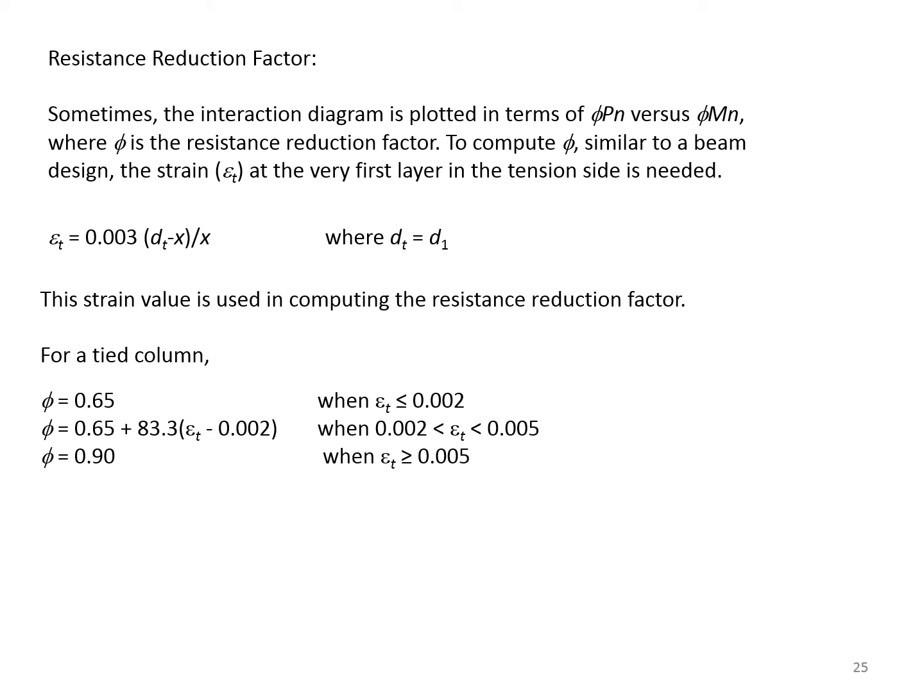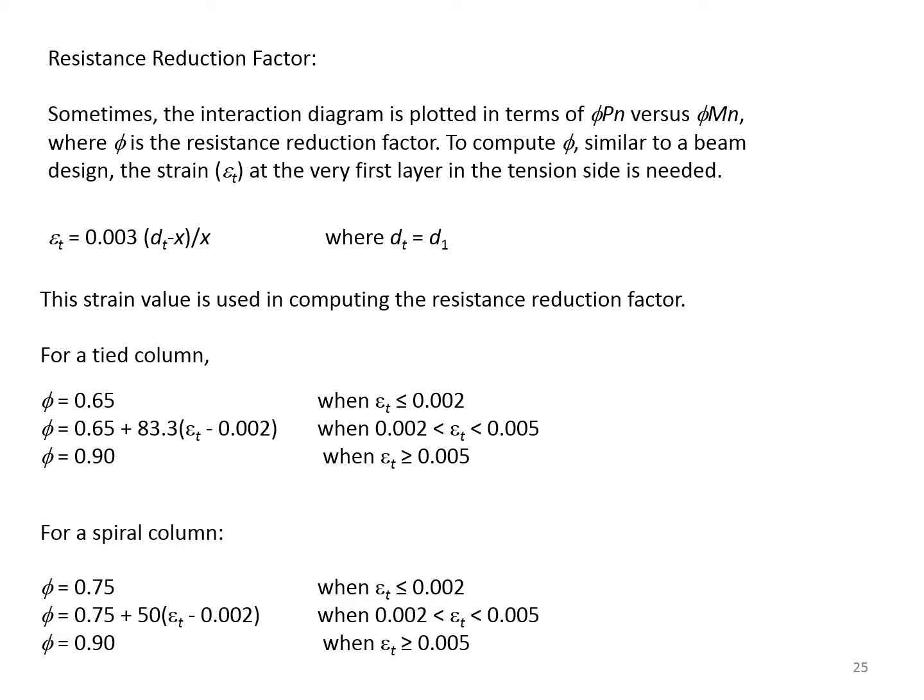For a tied column, phi is equal to 0.65 as the smallest value and goes to a higher value of 0.9. For strain values between 0.002 and 0.005, we use a transitional equation, shown in the middle. And for a spiral column, phi is equal to 0.75 as a minimum, and the transition equation is again given at the middle.